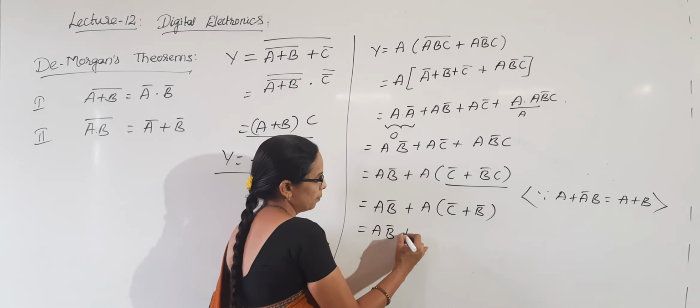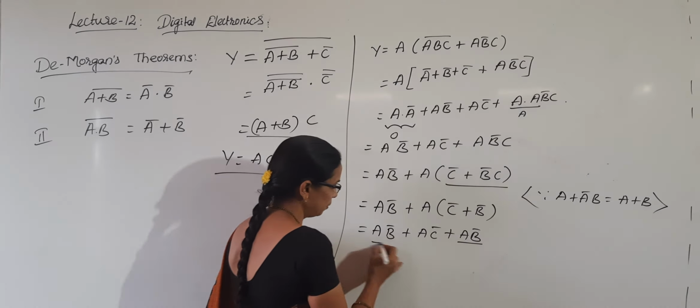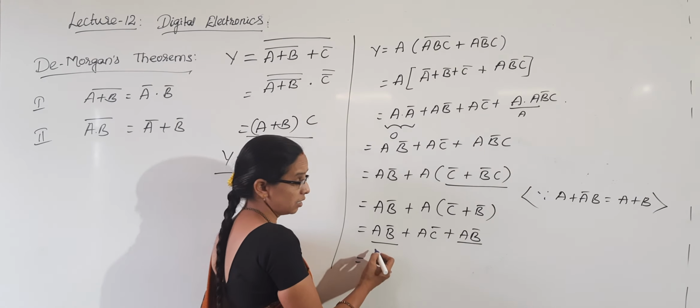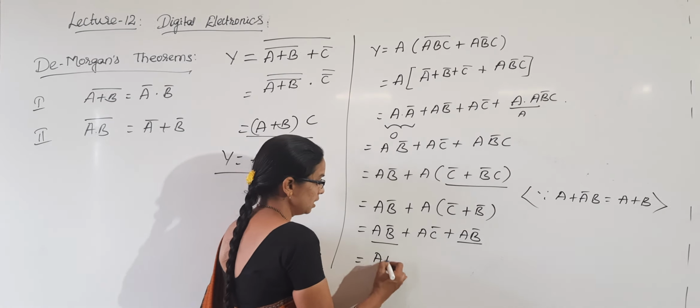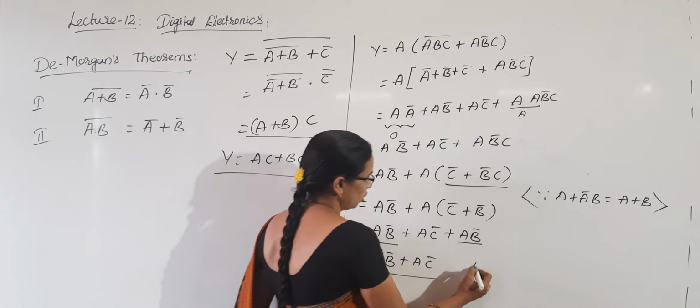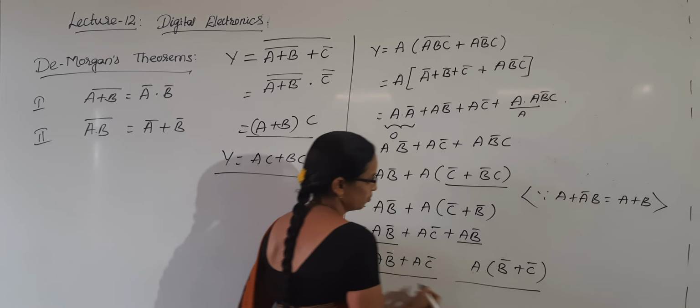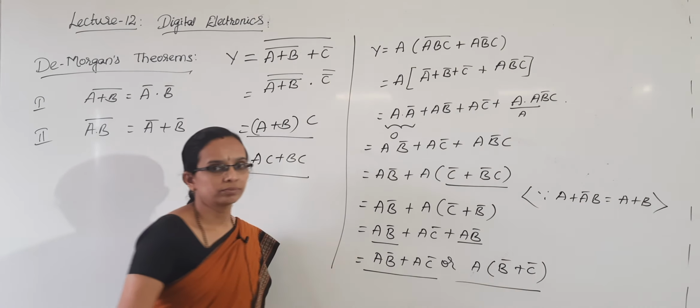AB bar plus AC bar plus AB bar. A plus A is A. In the same way, AB bar plus AB bar is AB bar, plus AC bar. You can write like this, or if you want you can take common B bar plus C bar. Okay.